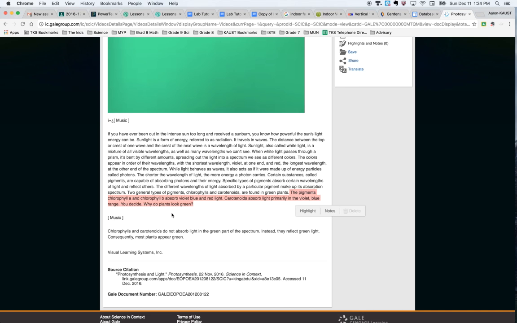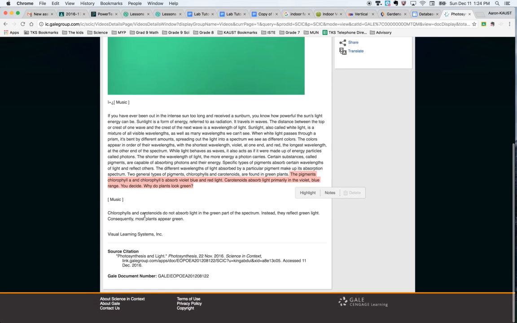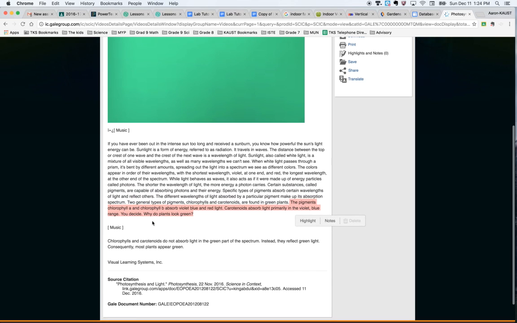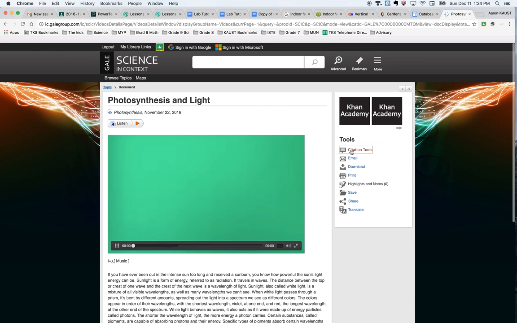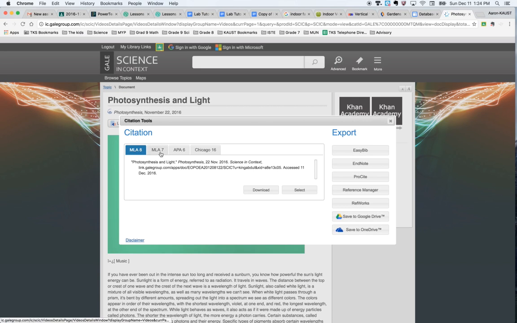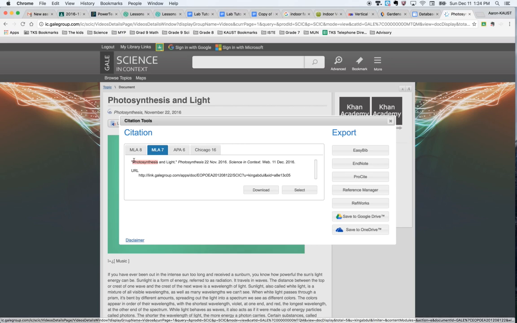And then it's asking why do plants look green? And here's something about the green spectrum. The chlorophylls reflect light in the green part of the spectrum. Okay, that's interesting. I'm going to use that. And so one of the things I'm going to do is get a citation. So I get my citation tool, I go to MLA7, and there's my citation already done.